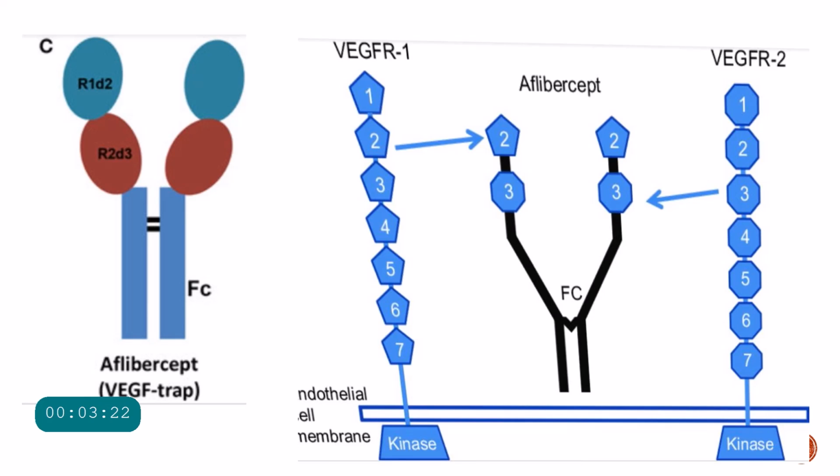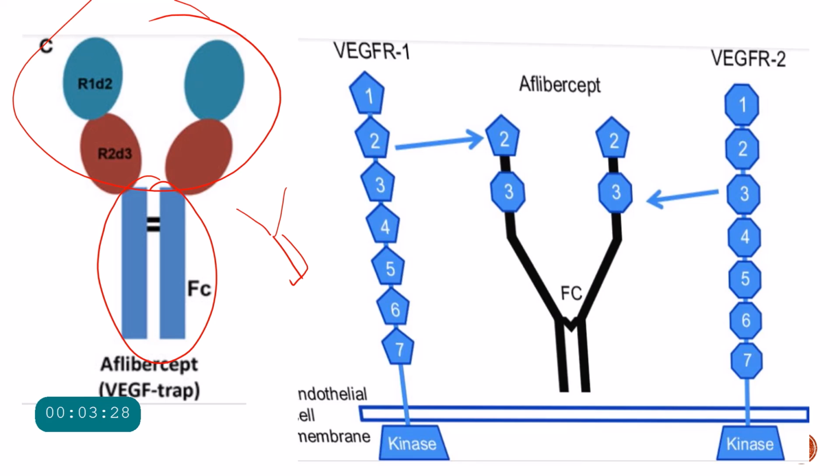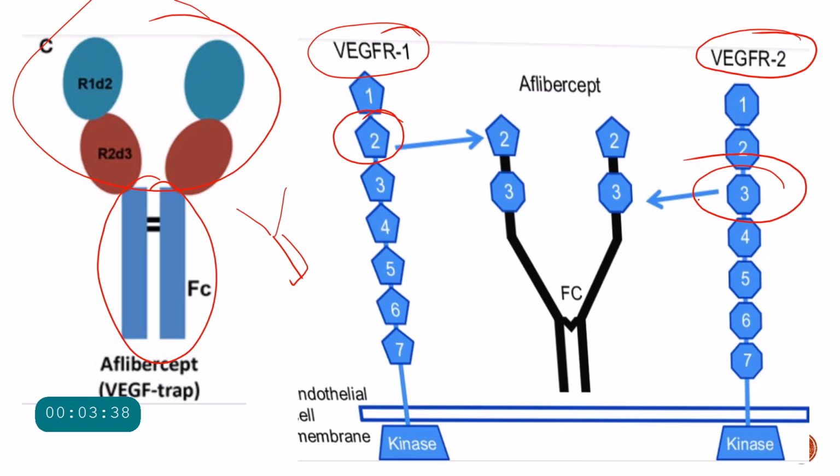So if you see, this is very similar to the antibody that we have seen. So the Fc portion is same. However, what is this over here? If this is the VEGF receptor 1 and this is the molecular structure of the VEGF receptor 2, you can see the second domain of the VEGF receptor 1 and third domain of the VEGF receptor 2 has been taken and put on top of the Fc part of the human IgG1. Okay, so that is how this fusion protein, aflibercept, develops.